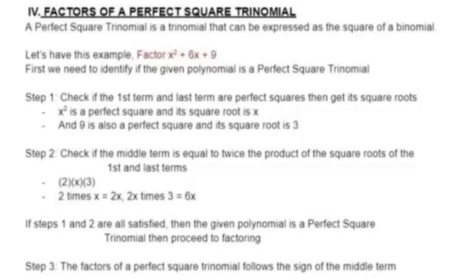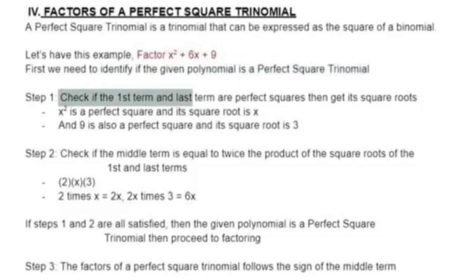Let's proceed to the next, which is factors of a perfect square trinomial. A perfect square trinomial is a trinomial that can be expressed as the square of a binomial. Let's have this example. First, we need to identify if the given polynomial is a perfect square trinomial.